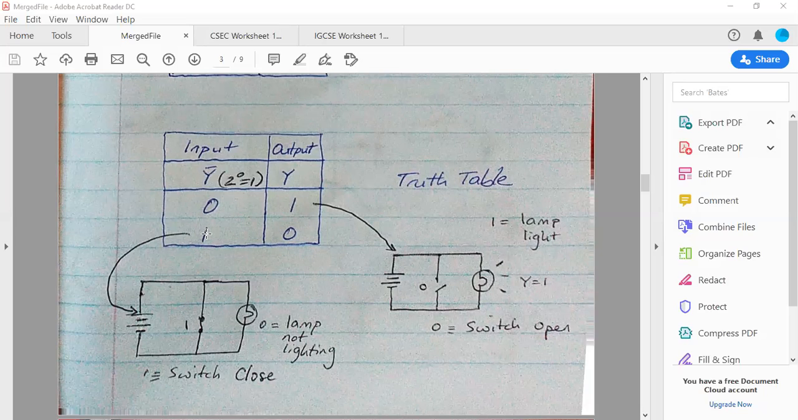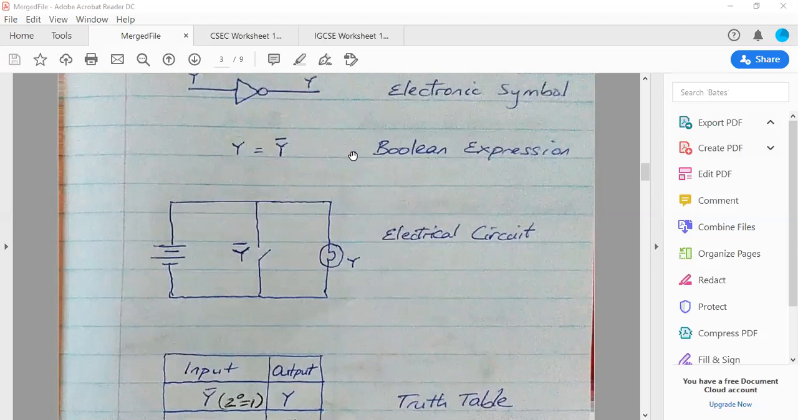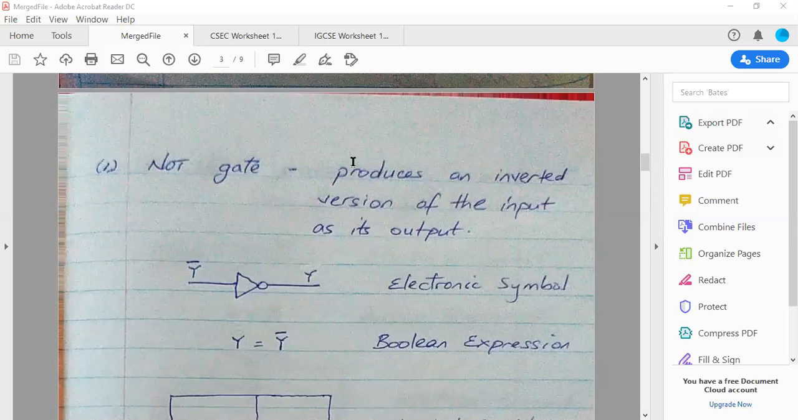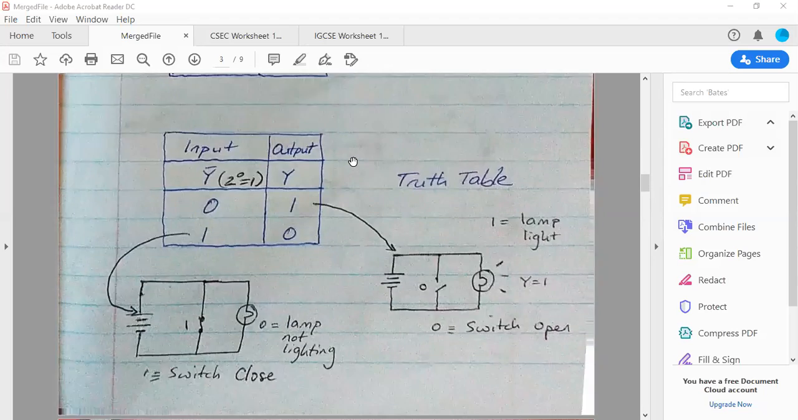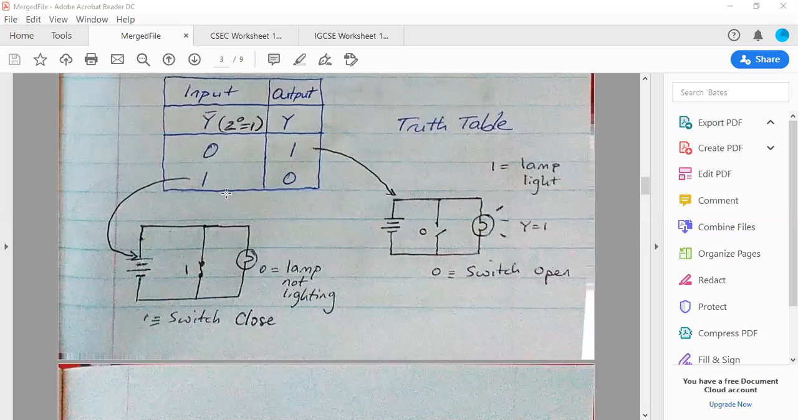In the truth table now, your input is 1. So obviously from the basic definition up here that we did first, the output has to be 0, it has to be the opposite. But let's do it in terms of the electrical level in the circuit. So if here is 1, then 1 means the switch is closed.